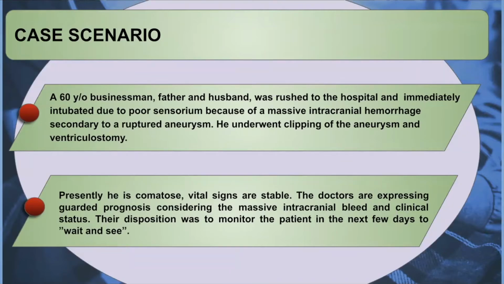So we have a 60-year-old businessman, father and husband, who was rushed to the hospital and immediately intubated due to poor sensorium because of a massive intracranial hemorrhage secondary to ruptured aneurysm. He underwent clipping of the aneurysm and ventriculostomy. Presently, he is comatose, vital signs are stable. The doctors are expressing guarded prognosis, considering the massive intracranial bleed and clinical status. Their disposition was to monitor the patient in the next few days to wait and see.